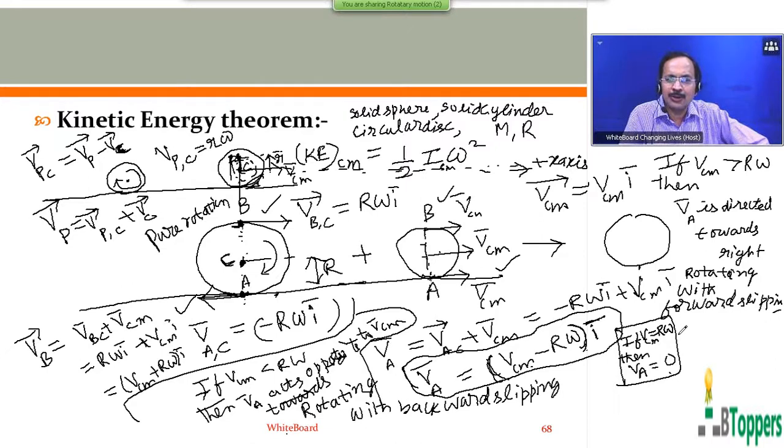If VCM is equal to R omega, that means the magnitude of the translational velocity of the center of mass is the same as the magnitude of the velocity of the point A with respect to the center of mass. Then the velocity at the bottommost point A will be 0. That means there is neither forward slipping nor backward slipping. Then the body is said to be rolling with no slipping, or pure rolling we call.